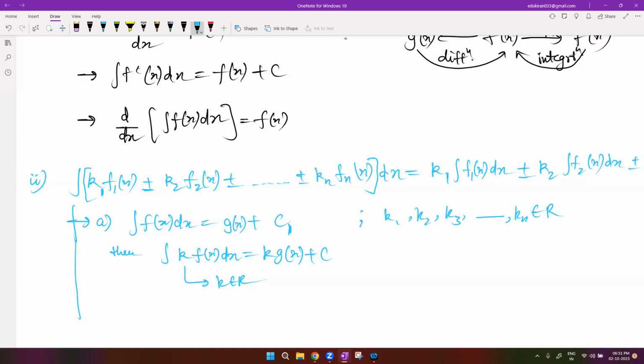So there are two things which we can identify from here. And second thing is that if you are adding or subtracting two functions and you are taking integration of them, this you can do by even separating them.